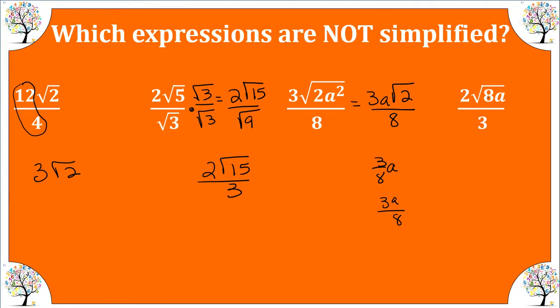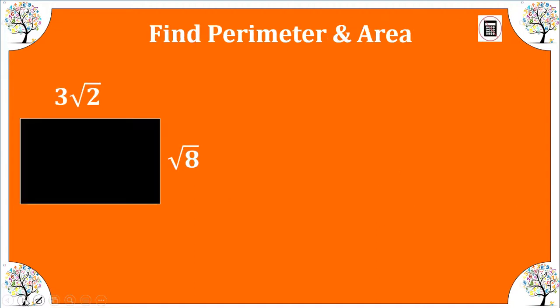In this last one, 2 over 3 is simplified. The a is simplified, but 8 is not. We can break down 8 into 4 times 2. So we're going to take the square root of 4, which is 2, times the already existing coefficient 2. So we get 4 radical a over 3. Now they are all simplified.